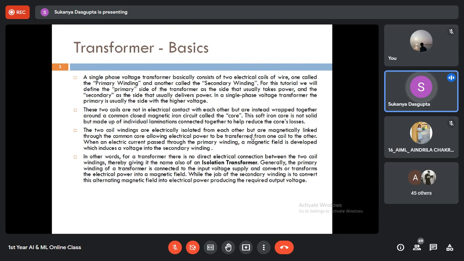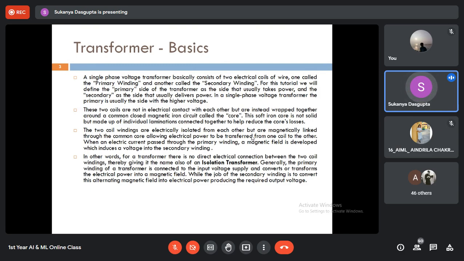The two coils are not in electrical contact with each other, as I said just now, but are instead wrapped together around a common closed magnetic iron circuit, that means iron core. Mainly the core is a ferrite core, but other materials are also used other than iron: the ferrite core, soft magnetic materials, and the air medium can also be used as the core.